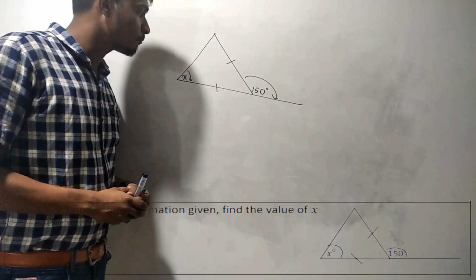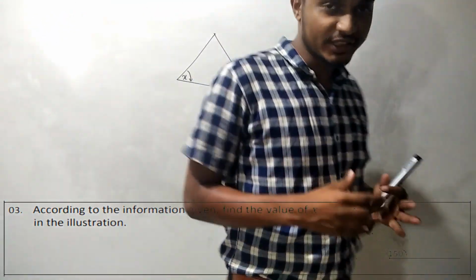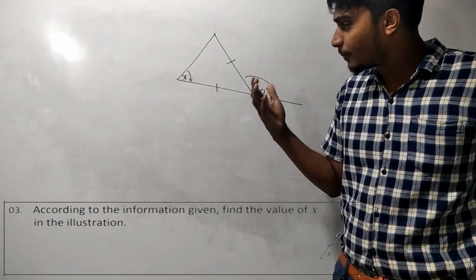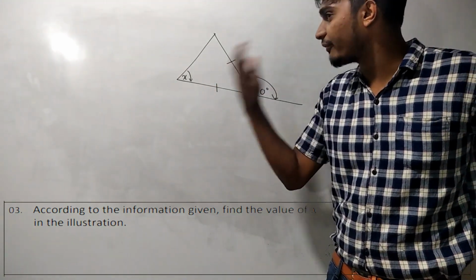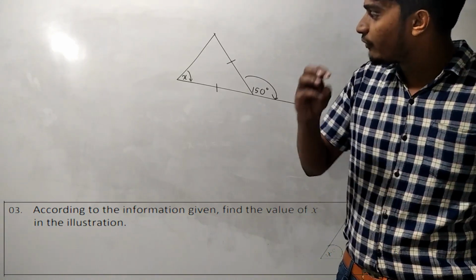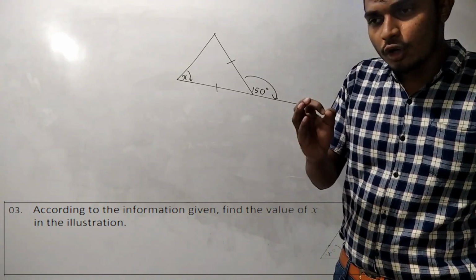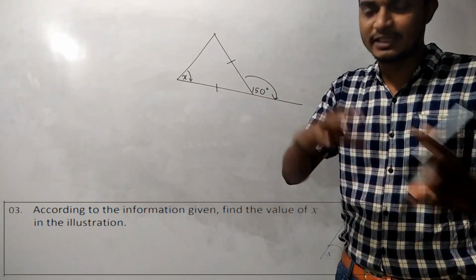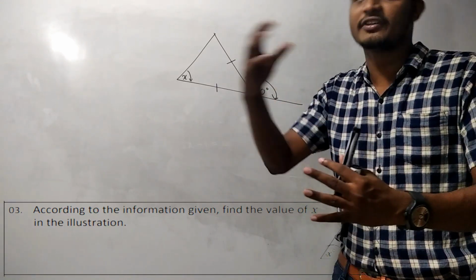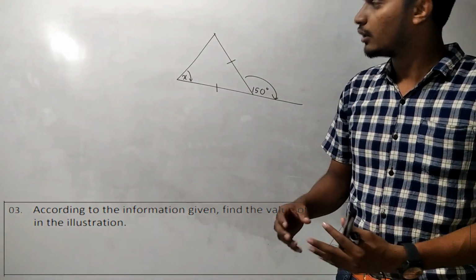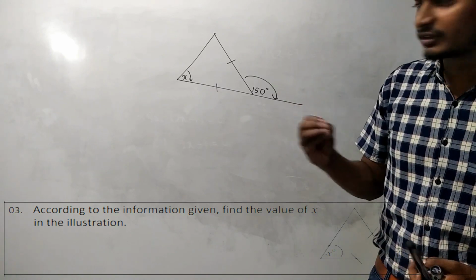Students, this question says you need to find the value of x. But how are you going to find that? To find the value of x, we need to know two theorems. Actually, one is more than enough, but the second follows from the first. We first learn the first one, and then we go for the second one. So what's the first theorem?